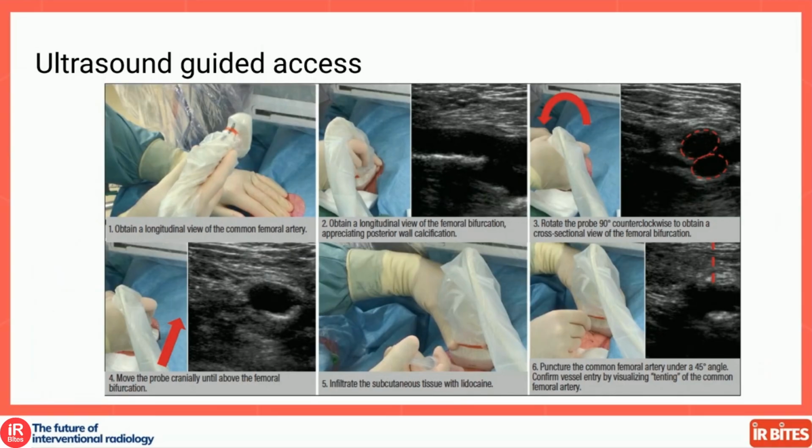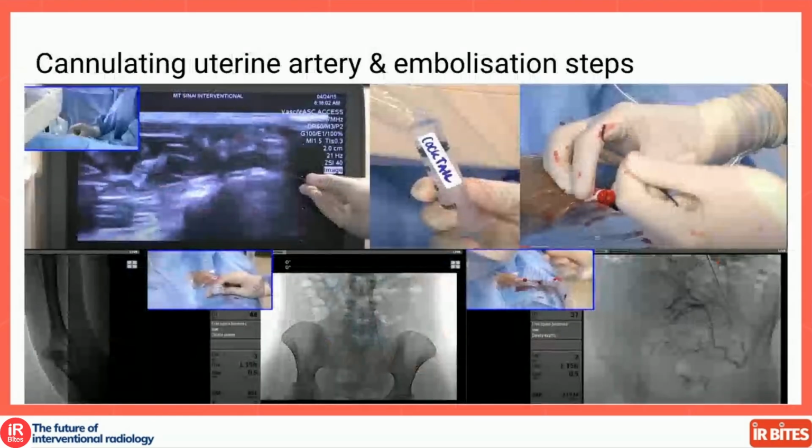So in terms of the right area, that's where you're aiming. And then once you've got this view, you can then get your needle access. So you'd infiltrate with local first, all the way down to the vessel wall, and then you use the needle with a 45-degree angle under ultrasound guidance in order to gain access. And then once you have access, that can be either radial or femoral.